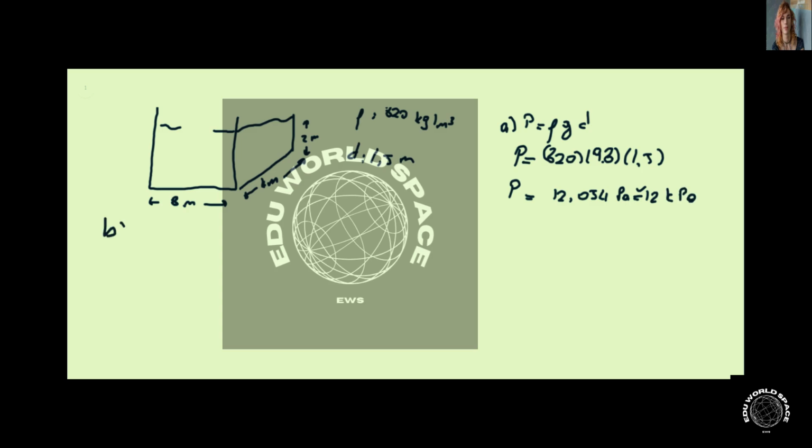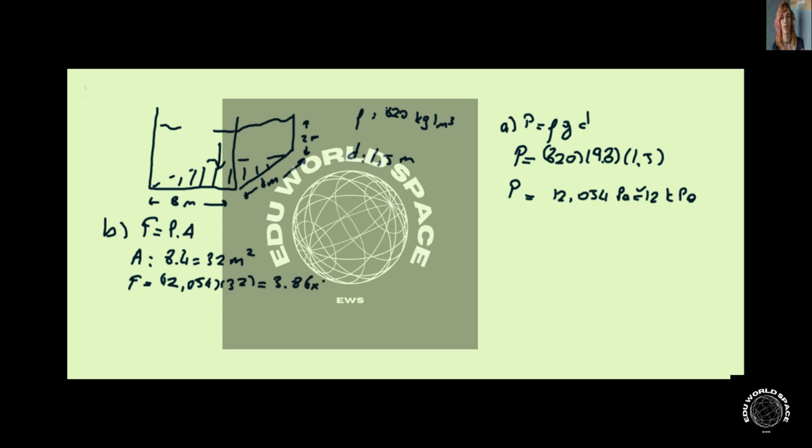In part B, we're asked to find the force acting at the bottom of the cylinder. It means that we would need to calculate the area that this pressure is acting on, and that would be this shaded area. So force will be pressure times area, where area in this case is 8 times 4, that is 32 meters squared. So force would then be 12,054 times 32. That would be 3.86 times 10 to the 5th newtons.